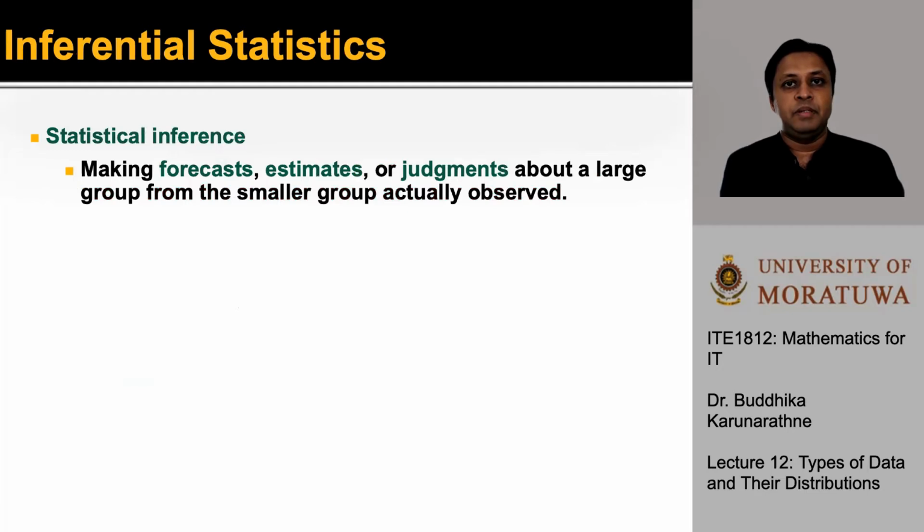So another concept we identify as inferential statistics or statistical inference. So this is about making forecasts, estimates, or judgments about a large group from the smaller group actually observed. So we try to make predictions, make inferences using a smaller group actually observed. So this is what we try to do in statistics.